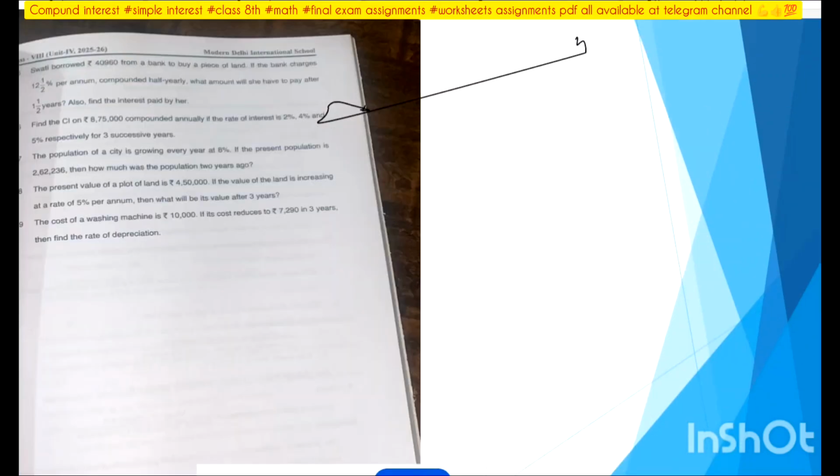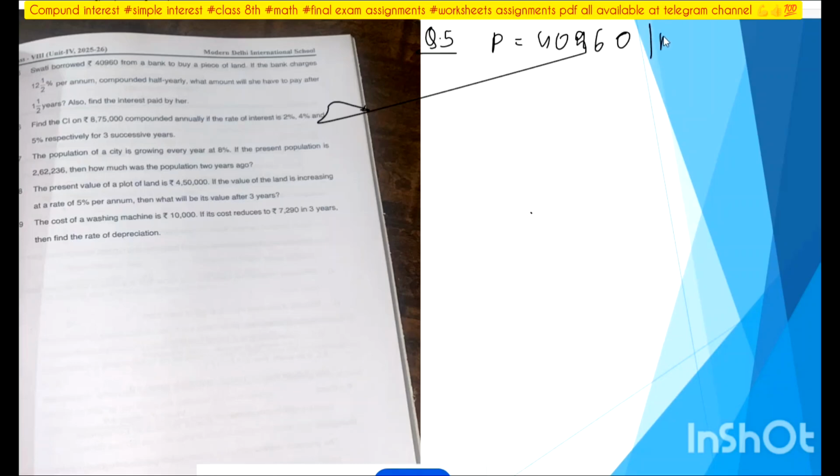Okay, see in this question, this is question number 5, right? Swati borrowed rupees 40960 from a bank to buy a piece of land. If the bank charges 12 1 by 2% per annum compounded half yearly, what amount will she have to pay after 1 1 by 2 years? Also find the interest paid by her. Okay, so they are asking interest also and everything. So how can I start it? I will say question number 5. My principal is 40960, right?